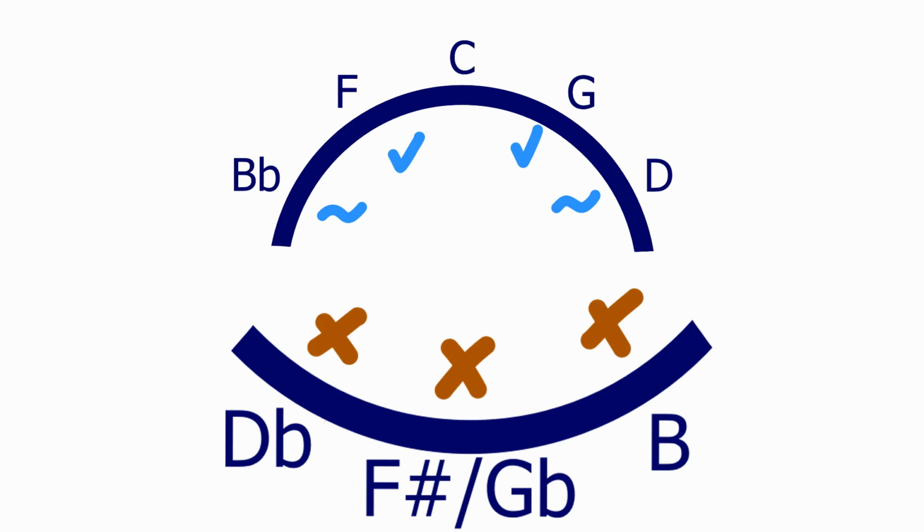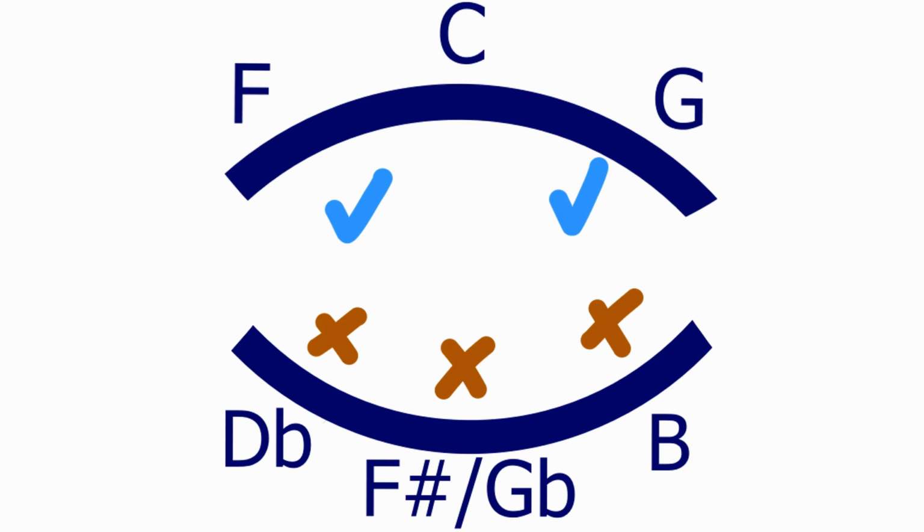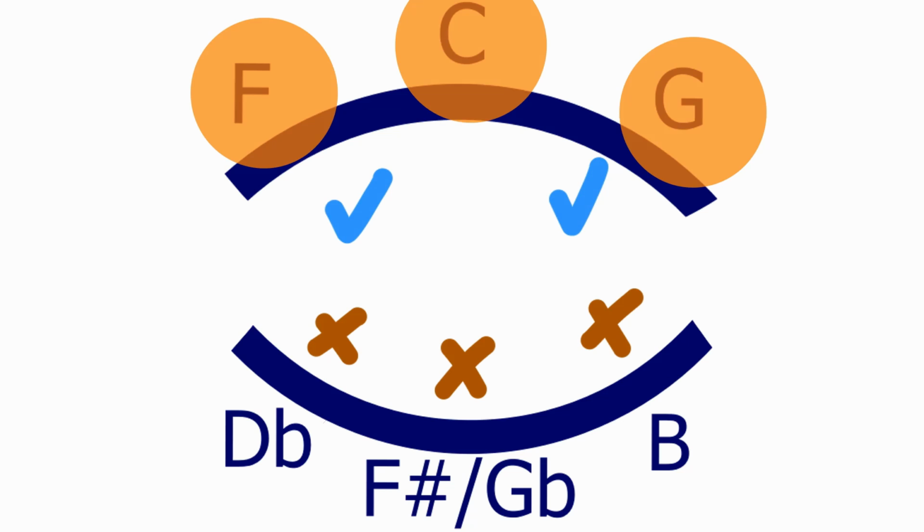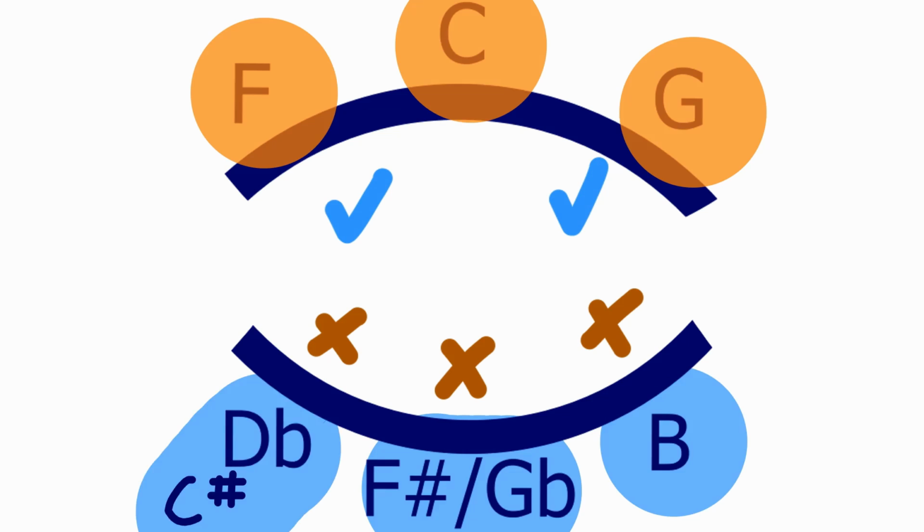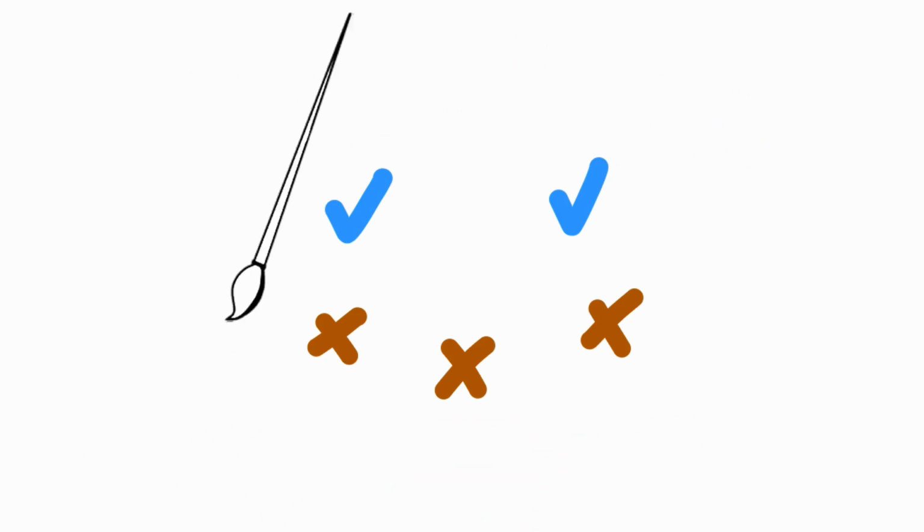Let's zero in on that little section at the bottom where we had a couple rough sounds. If we note where these pitches are in relationship to each other, we see the same thing we saw at the top of the circle. Whereas C, F, and G are the most important chords in C, F sharp, B, and C sharp are the most important chords in F sharp.